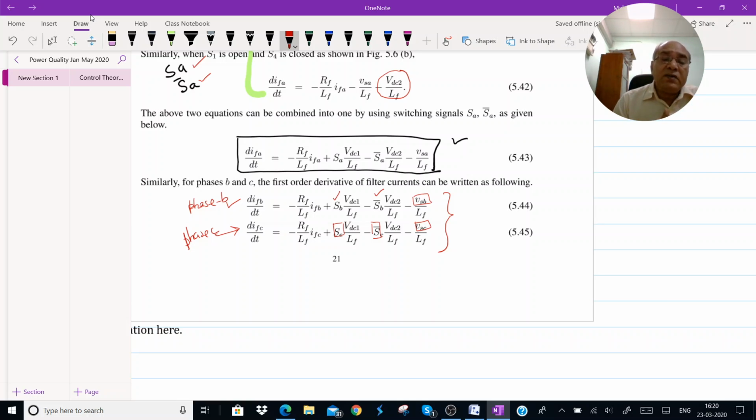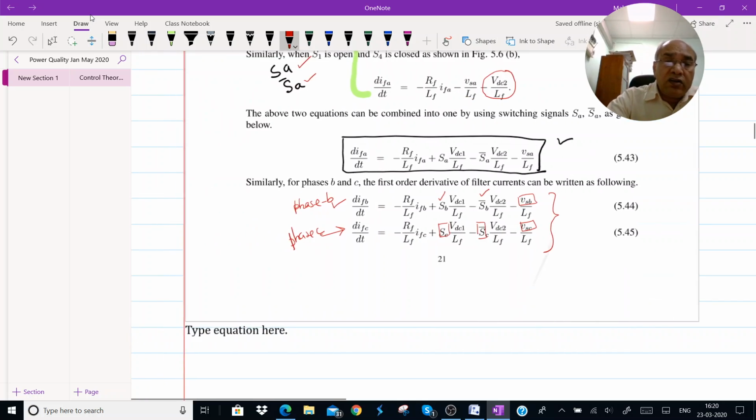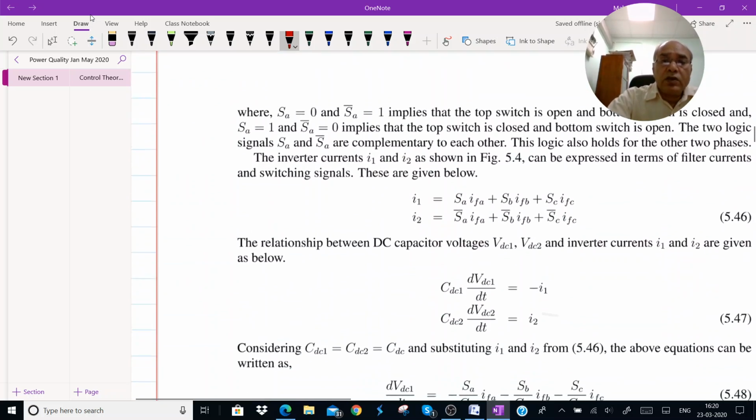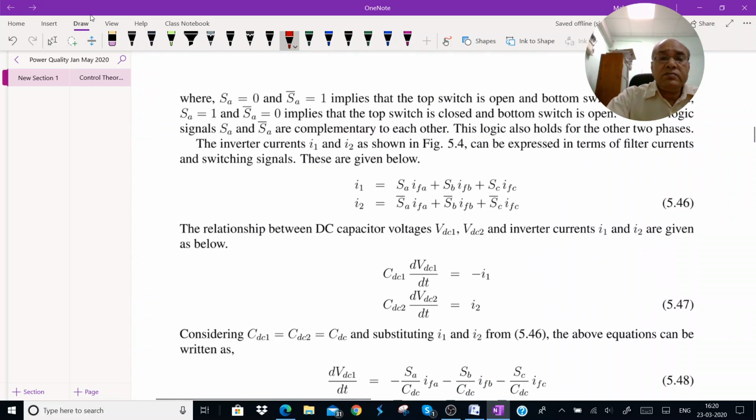Okay, so for that we have to look at what is the equation for the voltage across each DC link capacitor. For this we will look at the same diagram which I shared in the beginning, the inverter circuit. You know the currents I1 and I2. I1 current was going away from the DC link capacitor VDC1 and I2 was also leaving VDC2.